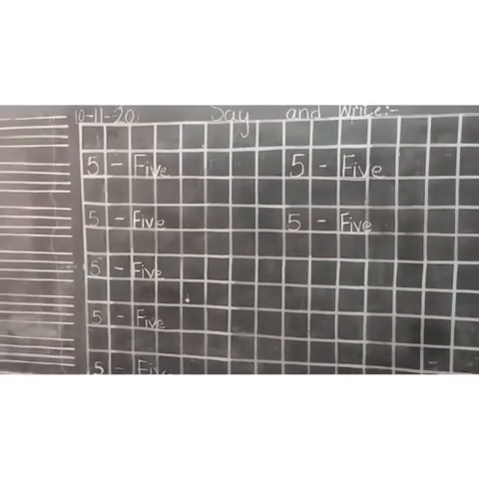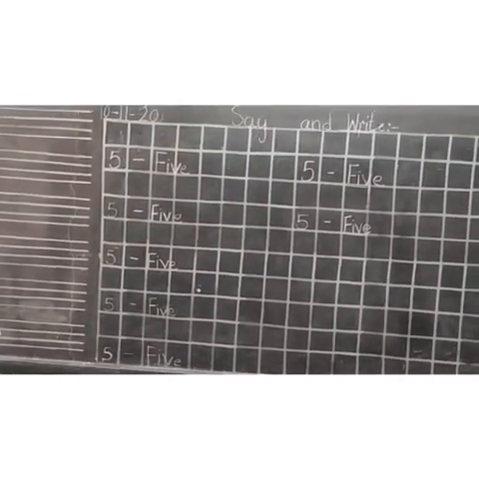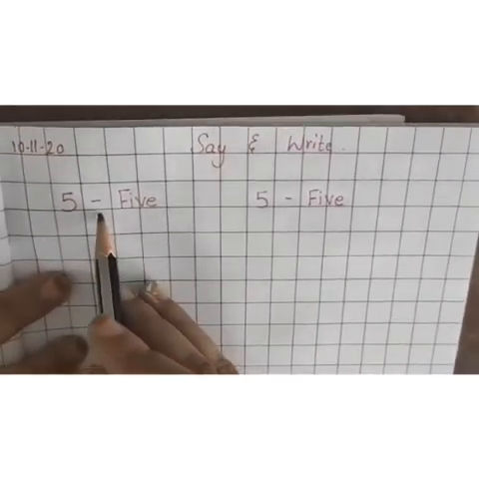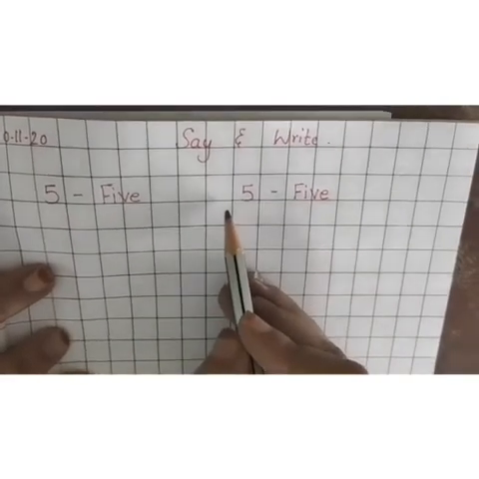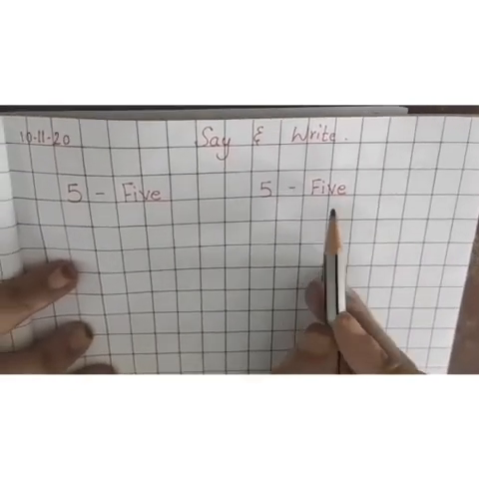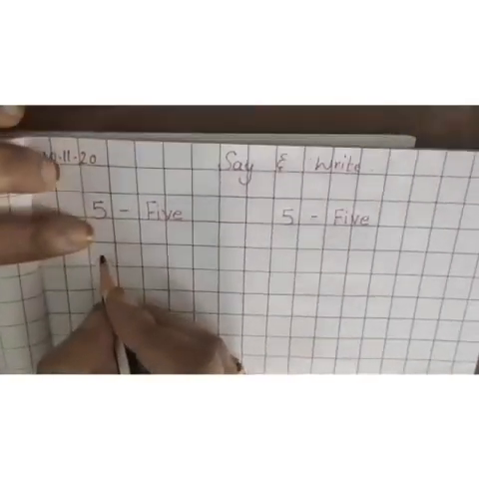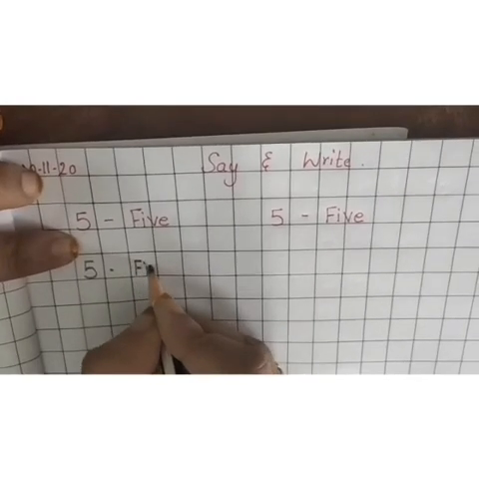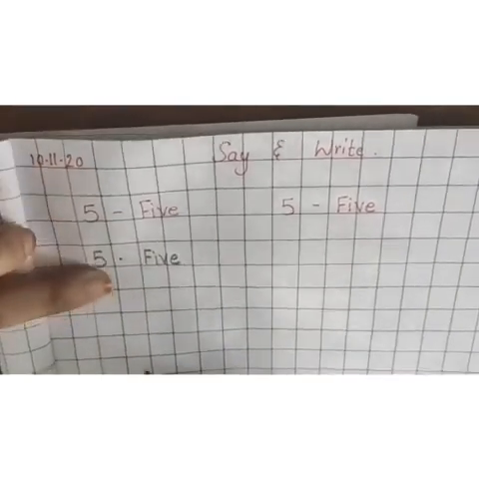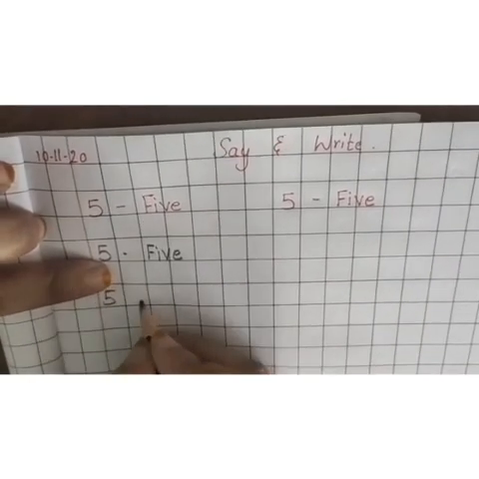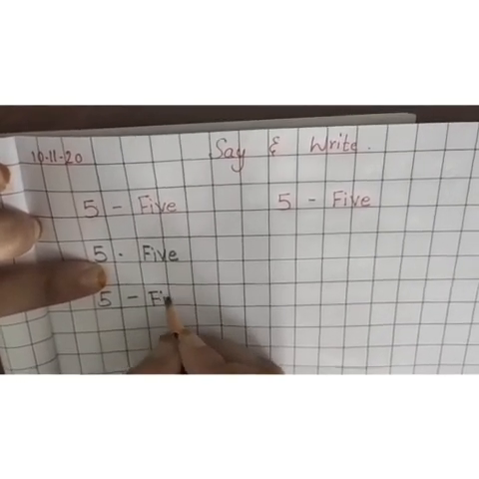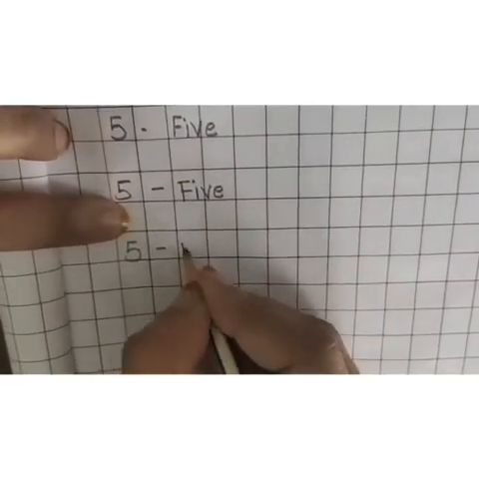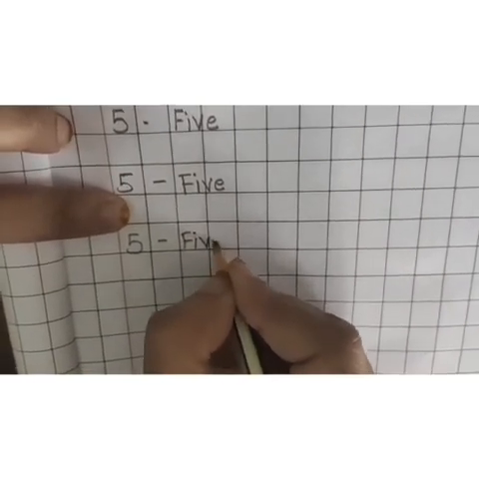In your book, what I am going to show you now. This is your classroom book. Write the date, write the heading, and write 5. 5-F-I-V-E. 5. Leave few boxes and write 5. F-I-V-E. 5. Now leave one box and write 5. F-I-V-E. 5. Leave one box. Again write down 5. F-I-V-E. 5. Again leave one box. 5. F I V E.